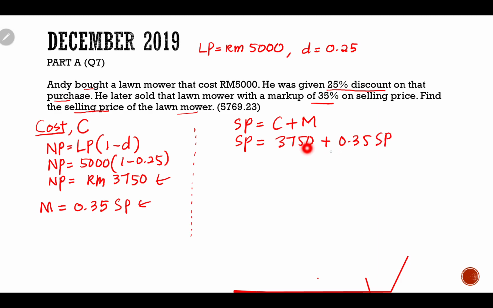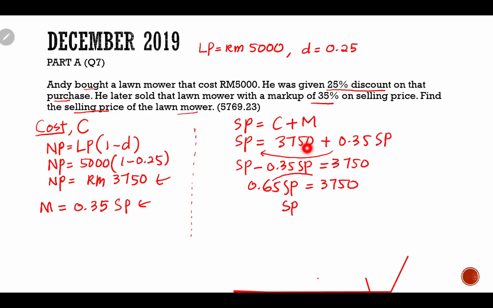Using basic algebra, solve for the selling price by bringing it to the left-hand side. So selling price minus 0.35 of selling price equals 3,750. So 1 minus 0.35, we have 0.65 of the selling price. Then you solve for the selling price by dividing by 0.65. So we have a total selling price of RM5,769 and 23 cents.